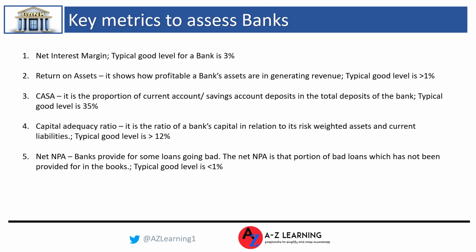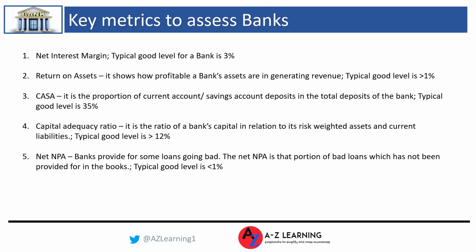If a bank is able to generate more deposits in current account and savings account form, that means their cost of raising money, the cost of getting money, is very, very low, which is always good for a bank. Typically, it is seen that if the CASA ratio is 35% or higher, then it is considered good for a bank.